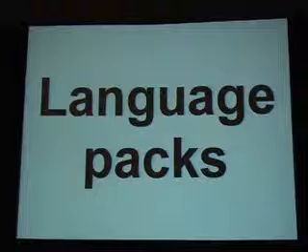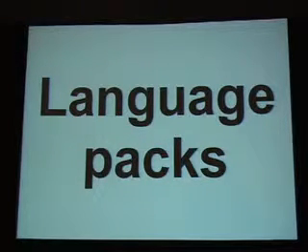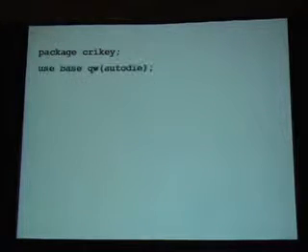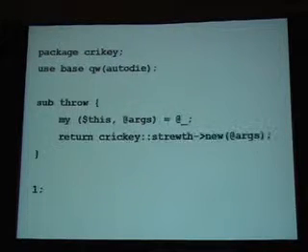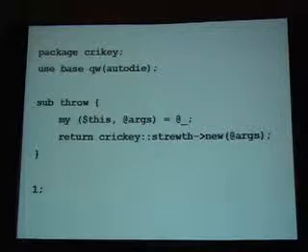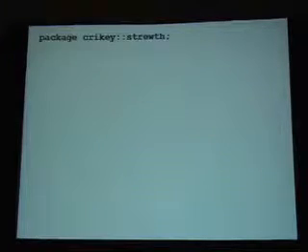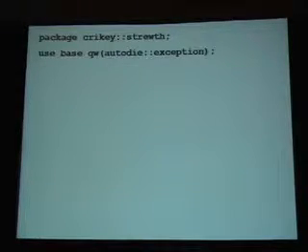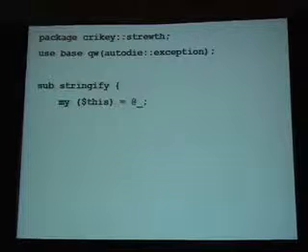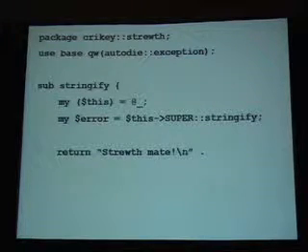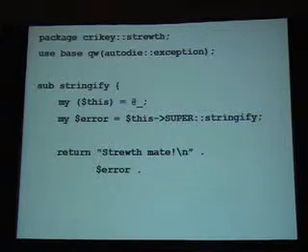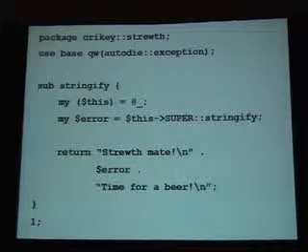I can also do language packs. I'm from Australia. When something happens in Australia and you're surprised, you say crikey. So package crikey, use base AutoDie. I'm going to redirect my throw to use my own class. And then inside crikey's truth, I'm going to base that on AutoDie exception. And I'm going to say, when you stringify my exception, get the base error message, say struth, mate. Here's the error. Time for a beer.